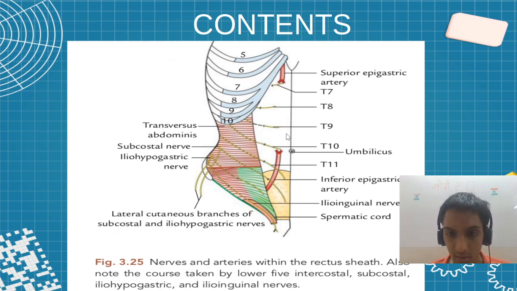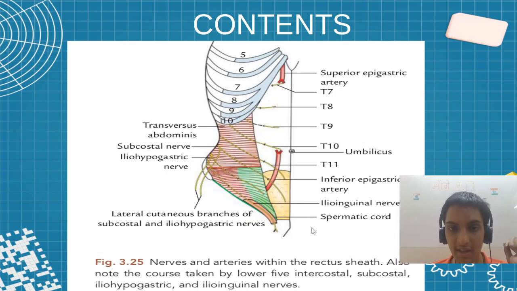What is there? We have the superior and inferior epigastric arteries. We are finding the T7 to T11 spinal nerves. We are also finding the L1 iliohypogastric and ilioinguinal nerve, and the subcostal nerve. Spermatic cord. This is transversus abdominis with the aponeurosis.